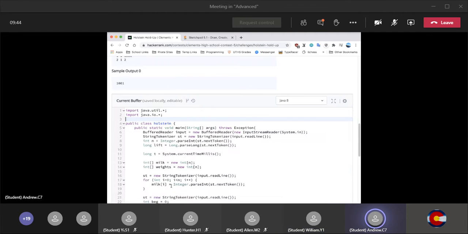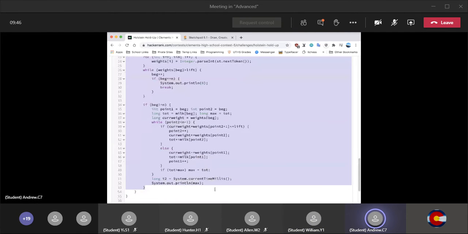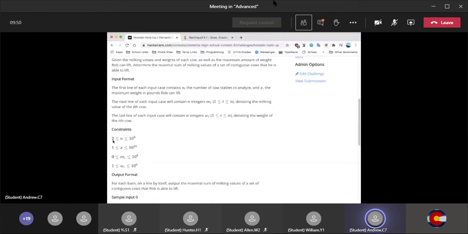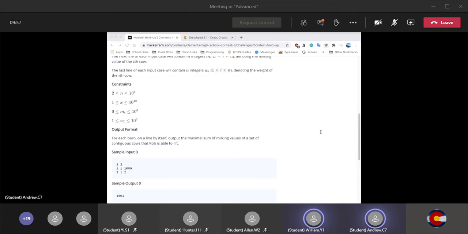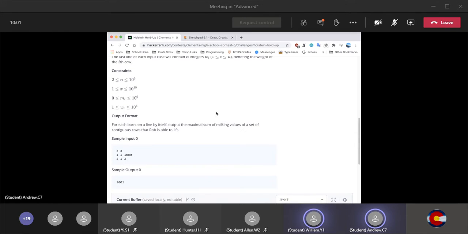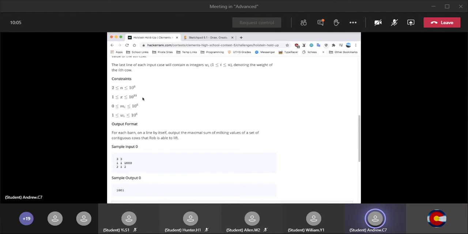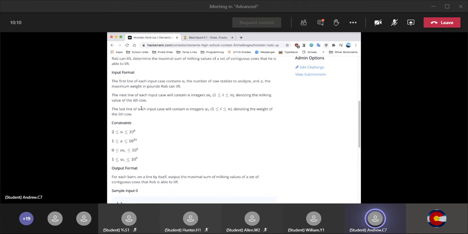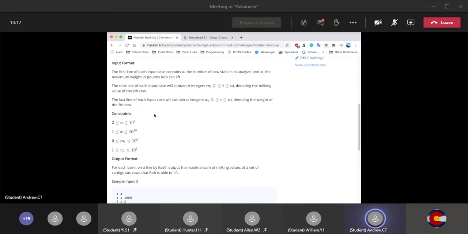So let me just delete this code. Okay, so let's see how the input-output is going to work. First of all, we have n, which is the number of cow stables. So n is just going to be the total number of cows. Second of all is x, the maximum weight that he can lift. Then it's m of i, which is the milking value of the ith cow, and w of i, which is the weight of the ith cow.